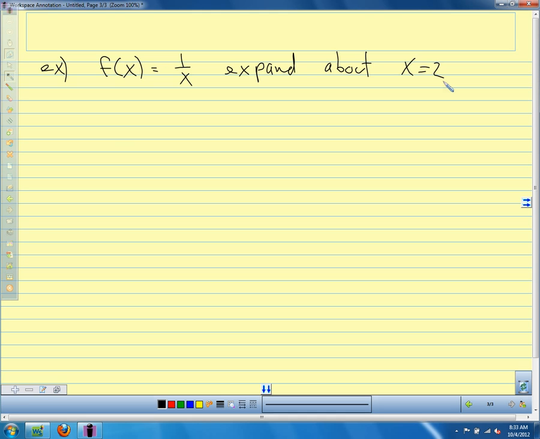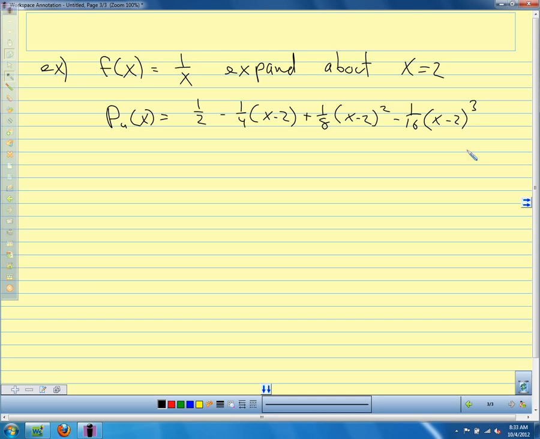When we found the first 4 Taylor polynomials, we said that p sub 4 of x, this is what we found the other day, was 1/2 minus 1/4 (x minus 2) plus 1/8 (x minus 2) squared minus 1/16 (x minus 2) to the third. So this was our fourth Taylor polynomial that we found for this series.